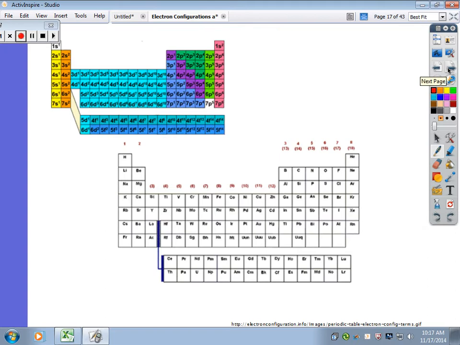So what I've done is I have taken this periodic table and found something online, and it's blank.